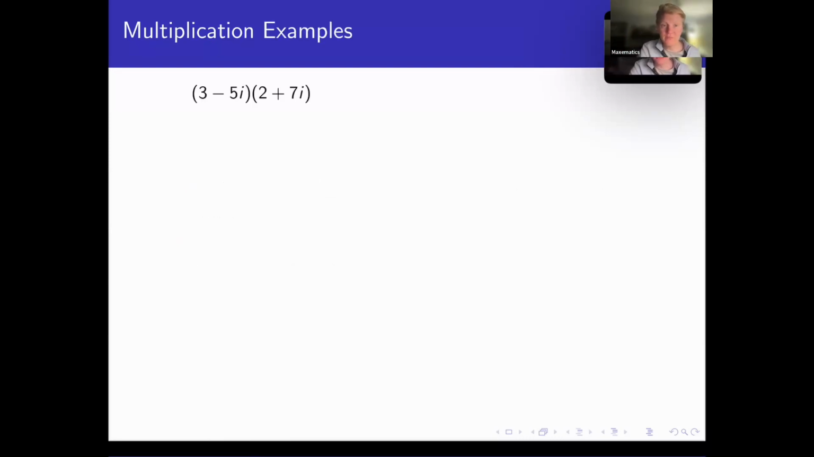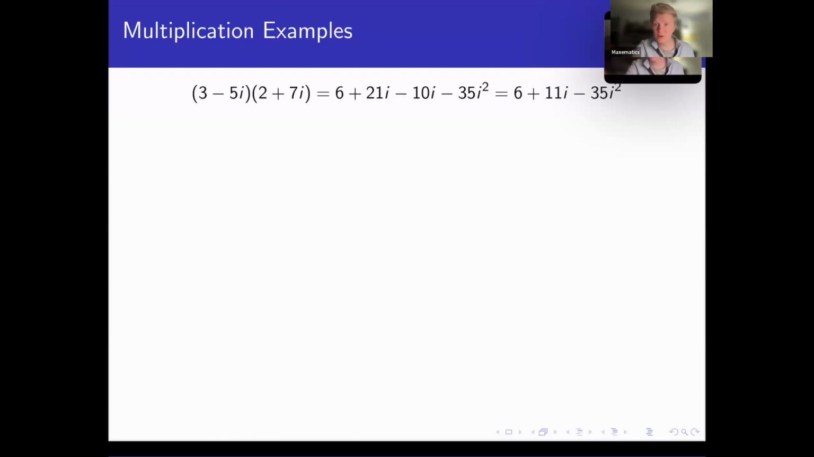Okay, 3 minus 5i times 2 plus 7i. Let's treat this just like foiling. So we're going to do 3 times 2 is 6. 3 times 7i is 21i. Negative 5i times 2, negative 10i. Negative 5i times 7i, negative 35i squared. Let's simplify this inside right here. 21i minus 10i would be 11i.